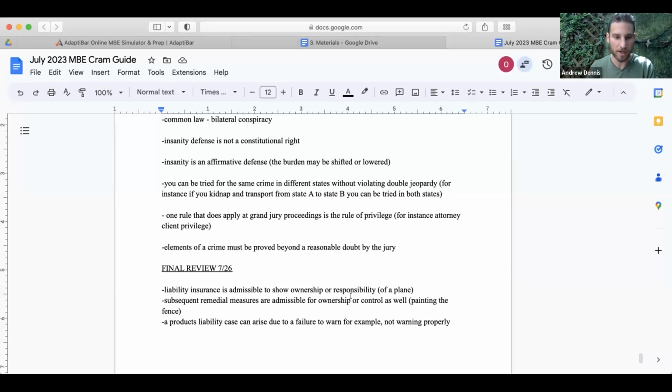Okay. Product liability cases can arise due to failure to warn, for example, not properly warning of the need to put special tires on in order to drive a car much faster than the speed limit. Right? It's very foreseeable. There's a need for speed.